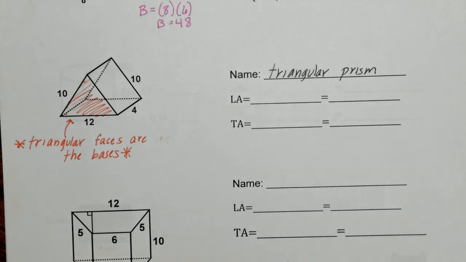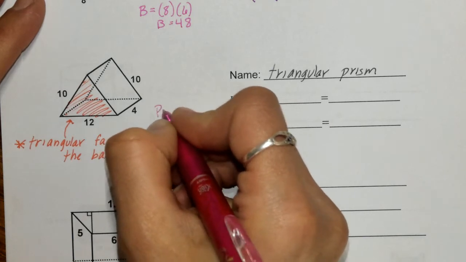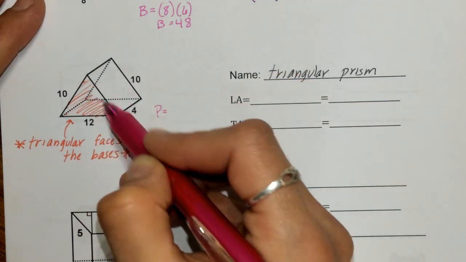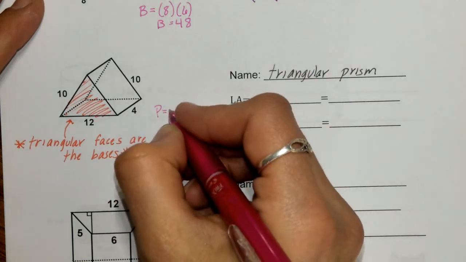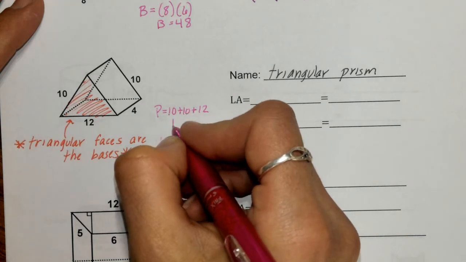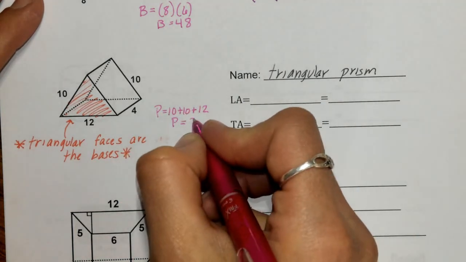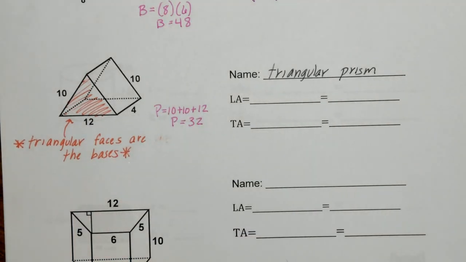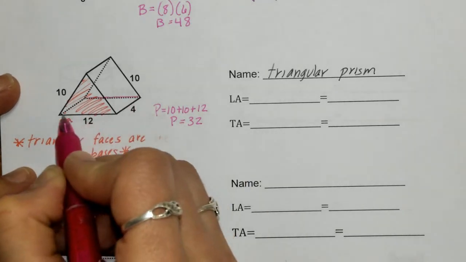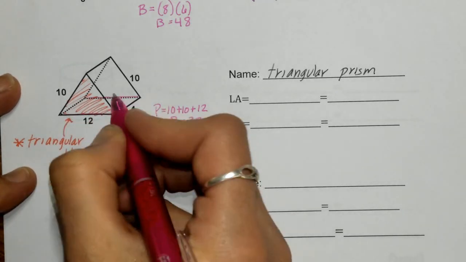All right, so first to find big P, the perimeter, all we have to do is add the three sides. This over here is 10, meaning this is also 10. So we have 10 plus 10 plus the 12. Big P is going to come out to 32. Big B is going to be base times height divided by 2. So we have our base right here. It's 12.